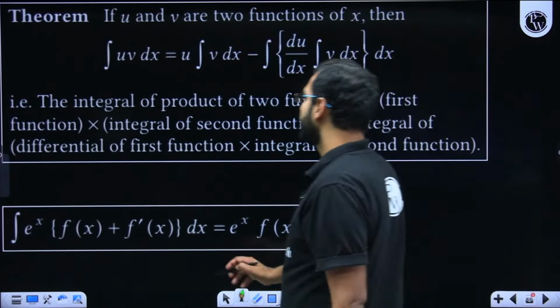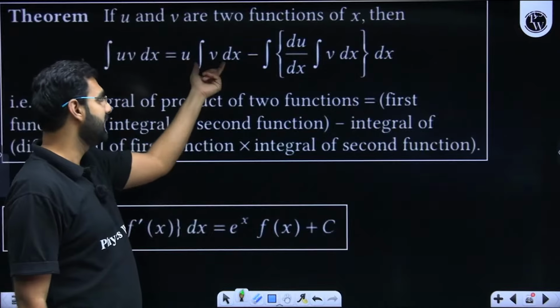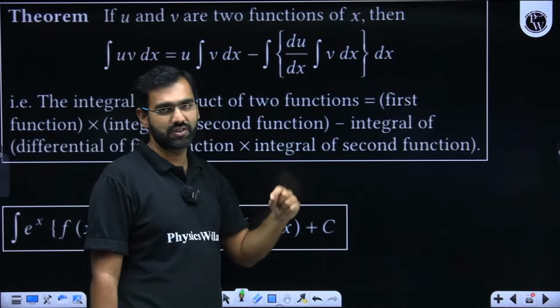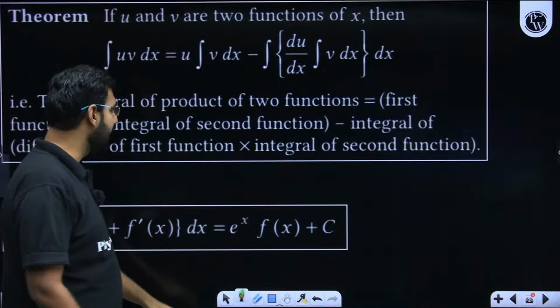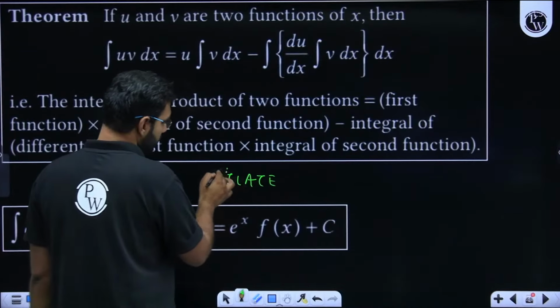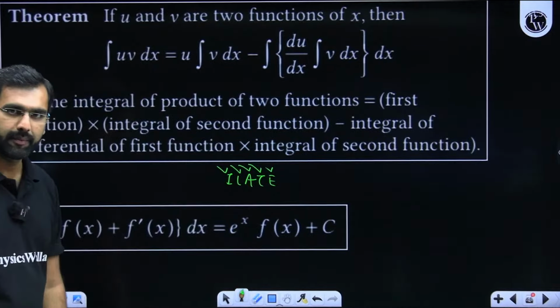Then there comes the ILATE formula. We know it is first function into second function: first function as it is into integration of second, minus integration of derivative of first into integration of second. And there, when you take first and second, we apply ILATE: Inverse, logarithmic, algebraic, trigonometric and exponential. I hope you do remember that.